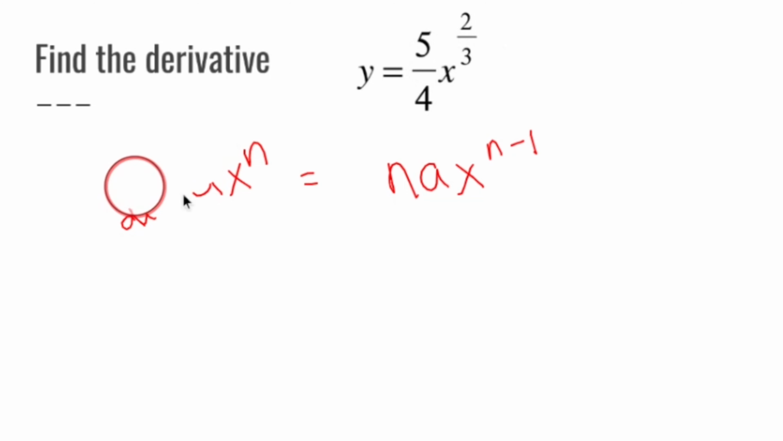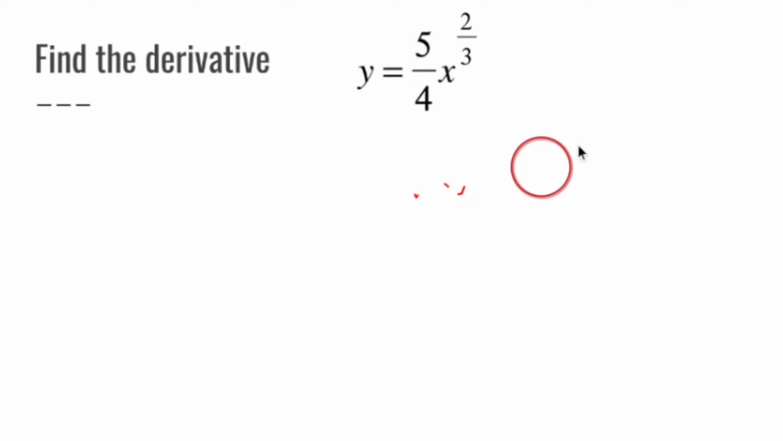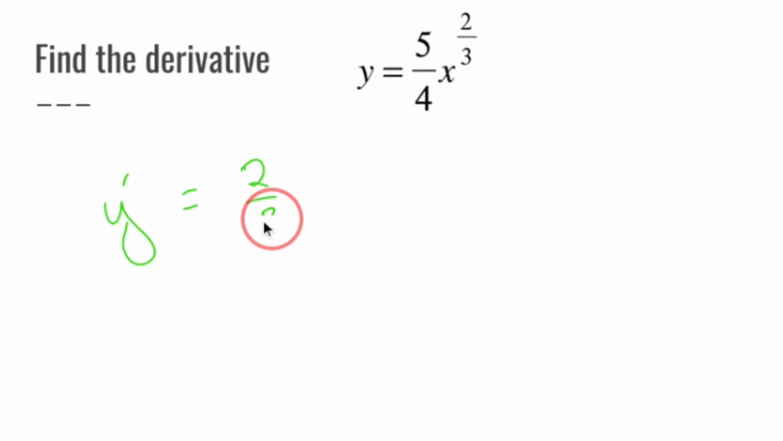So let's get rid of this now that I know that. What I'm going to do is y prime, or I could call it dy/dx if I wanted to. I'm going to take that 2/3, bring it down, multiply it to the 5/4 that's already there. X is x, and 2/3 I'm going to subtract 1 from.